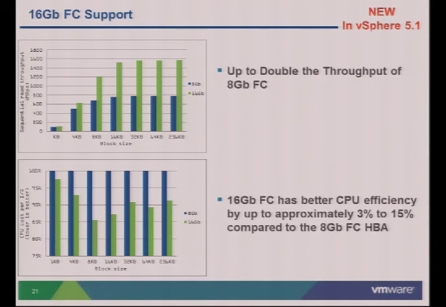The other thing that's kind of nice is that it's more efficient. So for about 3 to 15% CPU efficiency per I/O, so cost of I/O, is actually much more efficient on the 16 gigabit Fibre Channel cards than it is on the 8 gigabit Fibre Channel cards, which is kind of nice. So you get a little bit of a gain there on the CPU side. So just fun things. We do support the 16 gigabit Fibre Channel HBAs now.